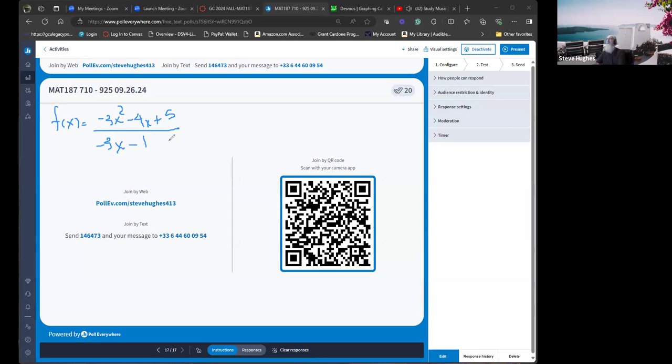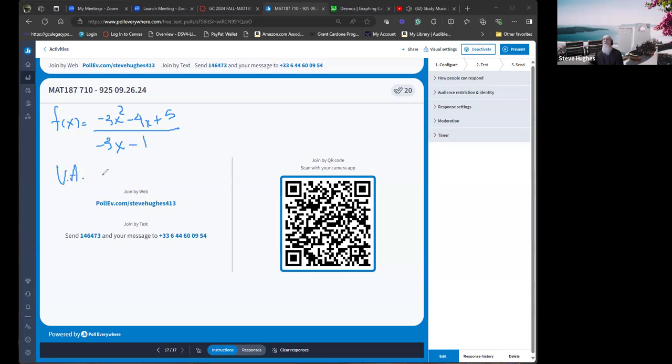Yep. Vertical asymptote. Yeah, we can talk about that, Kelsey. It's there. There's one in the homework.